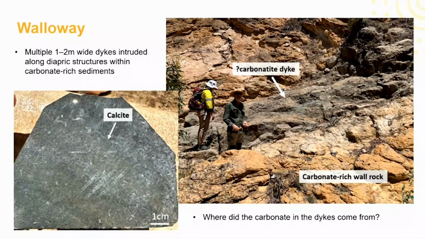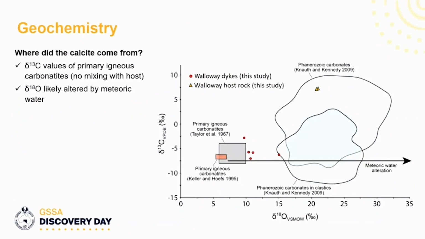So these are the rocks in the field. We saw multiple dikes between about 1 to 2 metres wide, which were intruding along the pre-existing diapiric structures, and they were hosted within carbonate-rich sediments. So a question that we got immediately was, well, you've got these carbonate-rich dikes intruding into a carbonate-rich host rock. Where did the carbonate in the dikes come from? And that's obviously an important part of the carbonatite model, that it needs to be a primary igneous carbonate source. So to test that, we did some stable isotopes of carbon and oxygen on the carbonate to fingerprint that source.